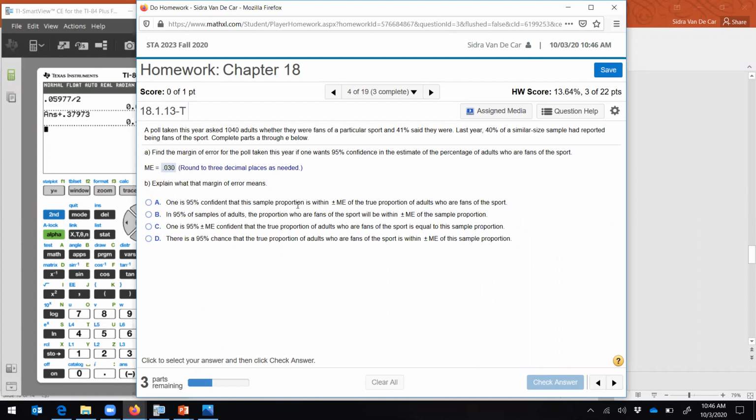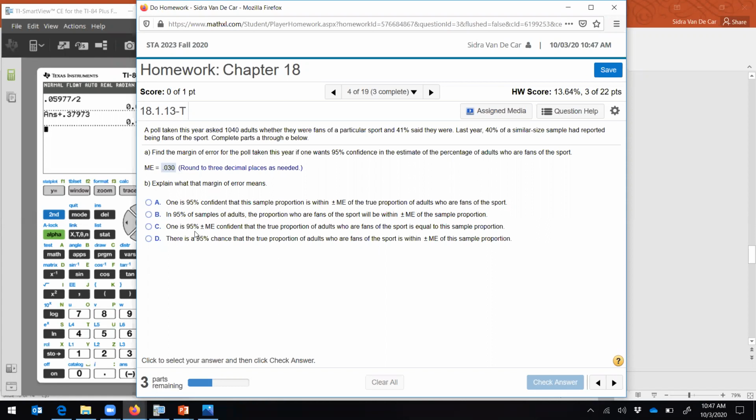One is 95% confident that the sample proportion, no, we know exactly where the sample proportion is. So there's no confidence on the sample proportion. So I can rule out A immediately. In 95% of samples of adults, the proportions who are fans of the sport will be within plus or minus the margin of error of the sample proportion. No, the statement is not about the samples.